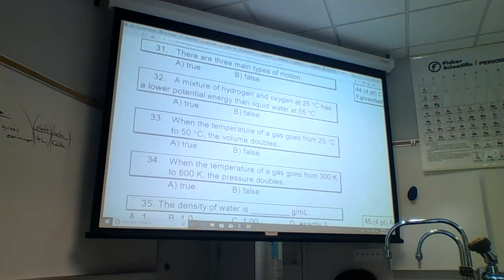Do they both have the same kinetic energy? Yeah, they're both at the same. Remember, kinetic energy is temperature. Do they both have the same temperature? Yes. Do they both have the same kinetic energy? Yes. What's the difference? The difference is in potential energy. In this case, the ice has potential to melt into water.